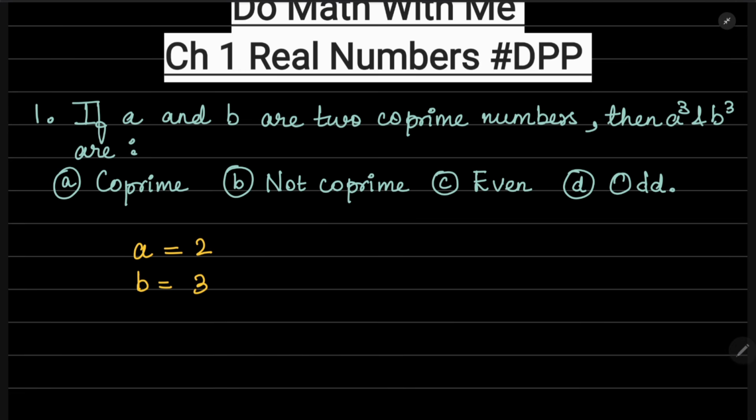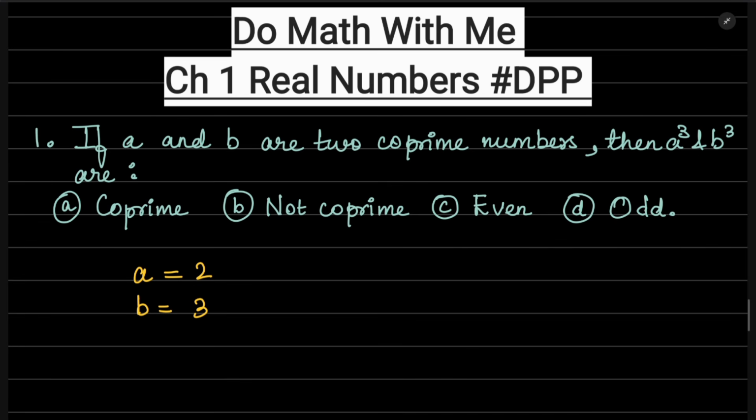Okay, so what do you mean by co-prime numbers? Those set of numbers whose only common factor is 1, right? So here if you see, the factors of 2 are 1 and 2. The factors of 3 are 1 and 3. So 1 is the only common factor between 2 and 3, and that is why they are called co-prime numbers. Right? So if you have A and B as any two co-prime numbers, then always remember the HCF of any two co-prime numbers is always 1. So HCF of A and B is always 1.